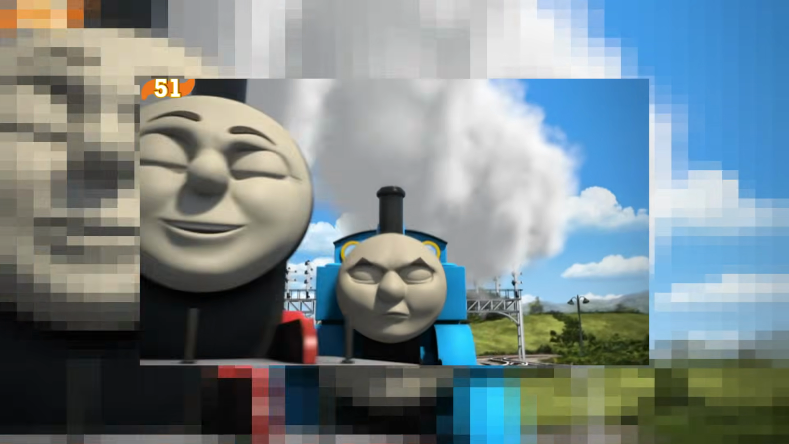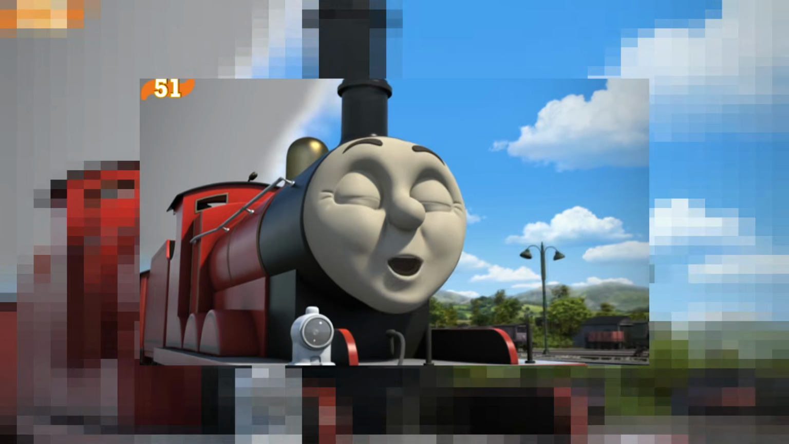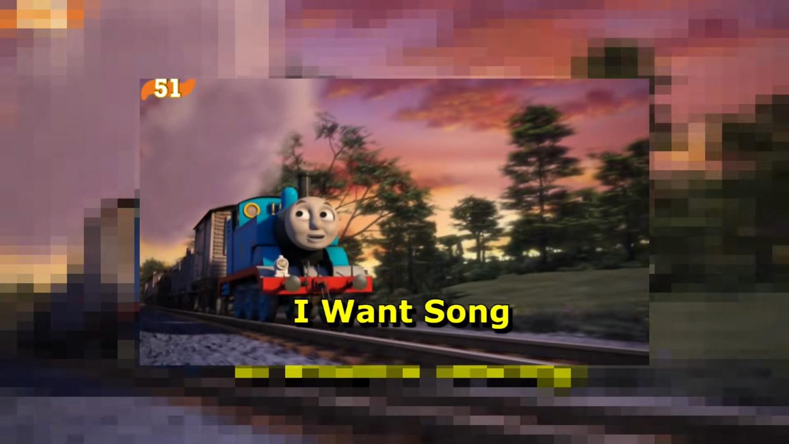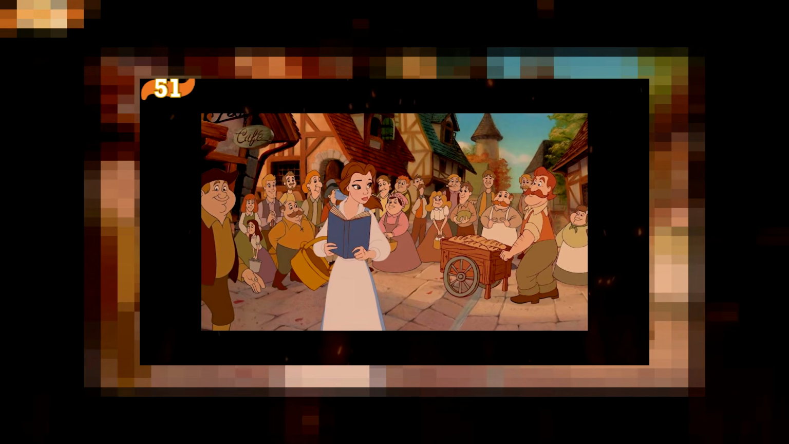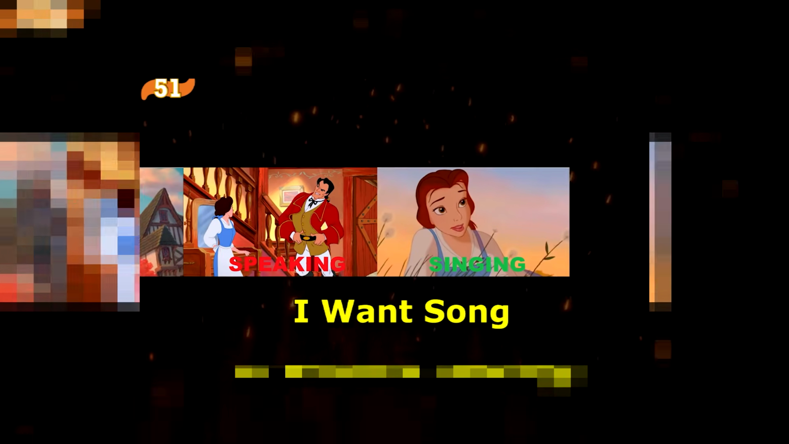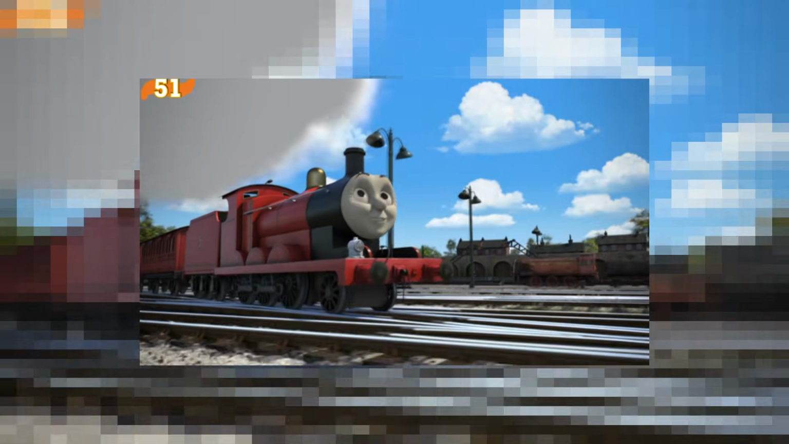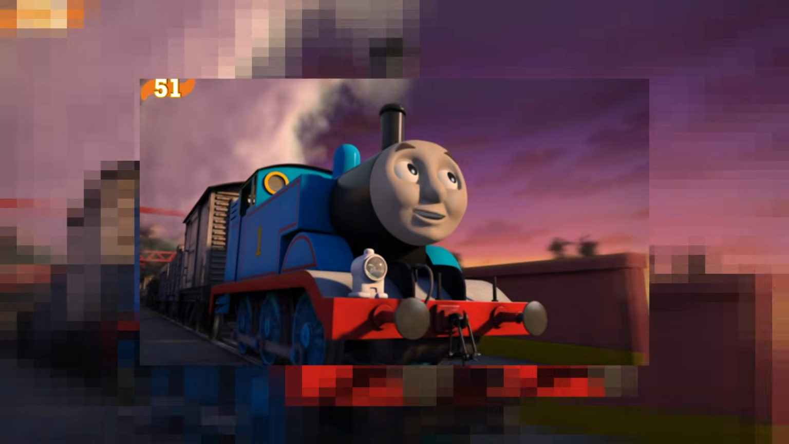Now I know before I said this is the establishing number song, which it is, but sometimes in musicals the establishing number song can transition into the I Want song. Going back to my example of Beauty and the Beast, the movie opens with the establishing number song Bonjour, but then later the song transitions into Belle's I Want song. The same thing is true here in Journey Beyond Sodor, where it starts off with James singing the establishing number, but in the reprise it finishes with Thomas now singing his I Want song as he goes off into the mainland.